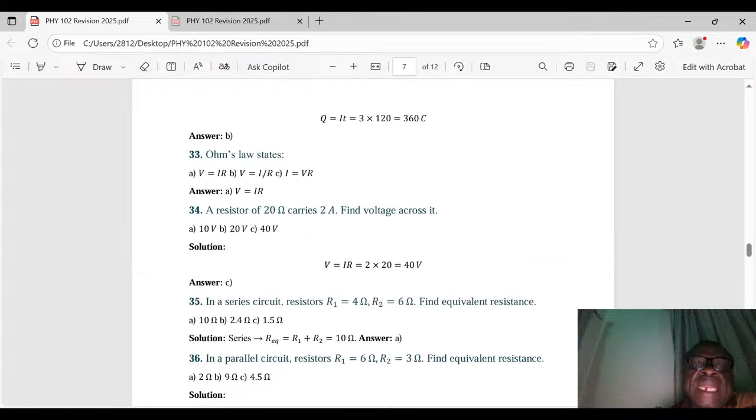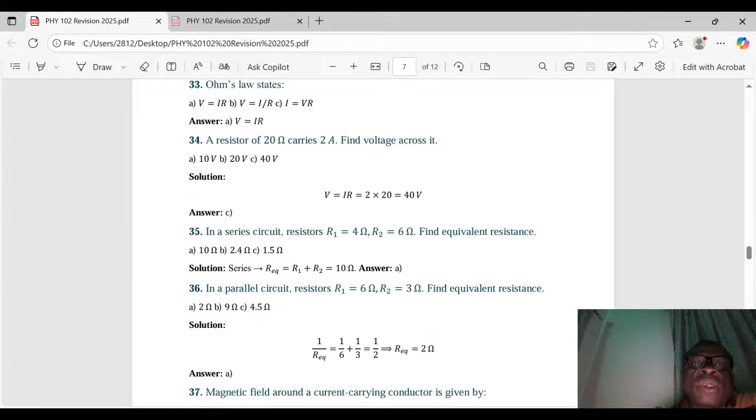Number 33. Ohm's law states that A, V is equal to IR, B, V is equal to I over R, C, I is equal to VR. We know that Ohm's law says the current passing through a conductor is directly proportional to its potential difference. So V is equal to IR, which is the correct answer.